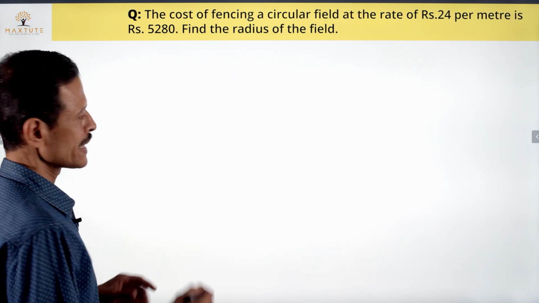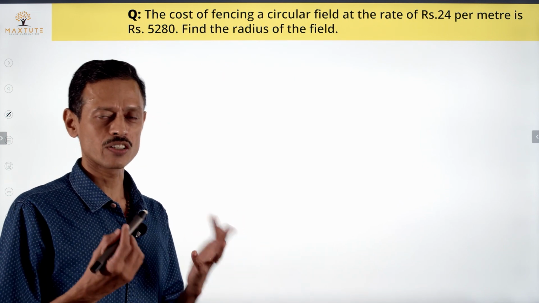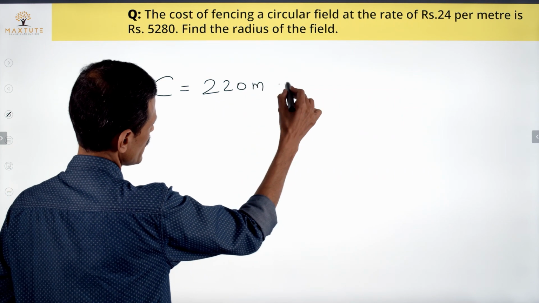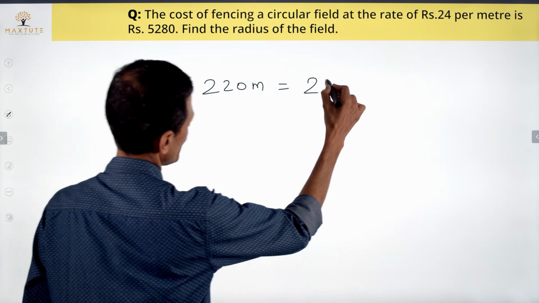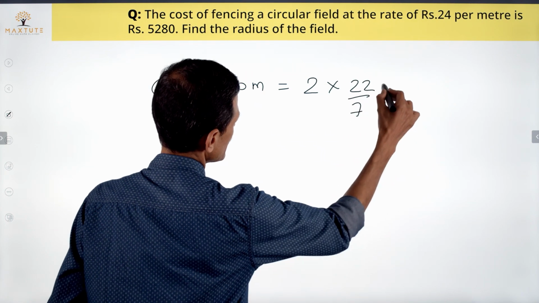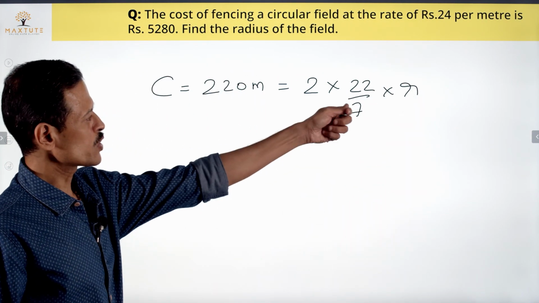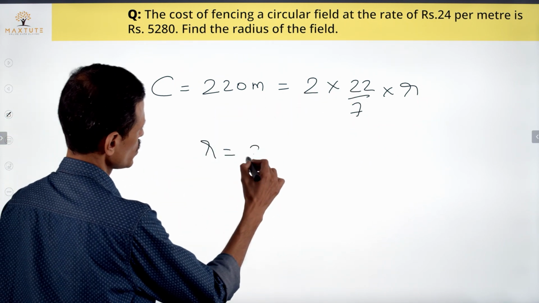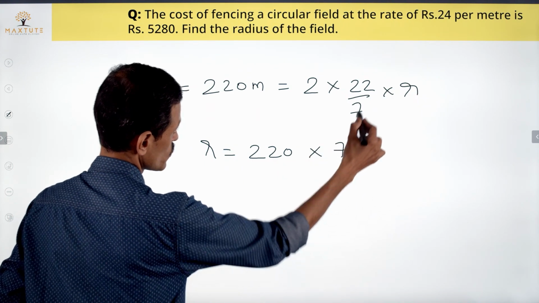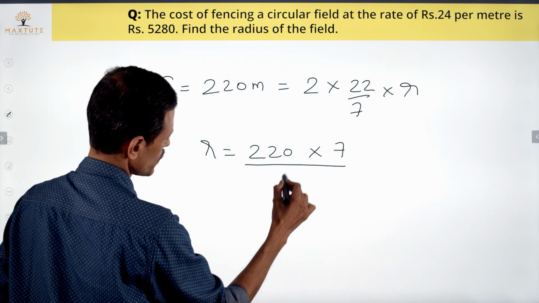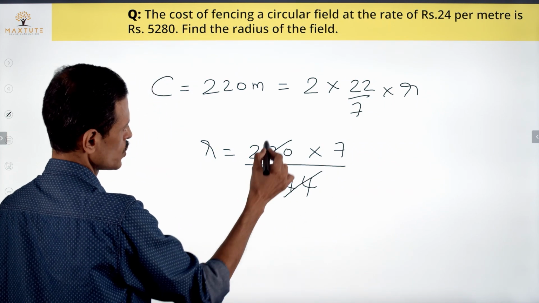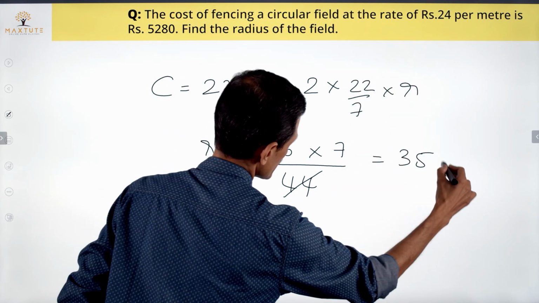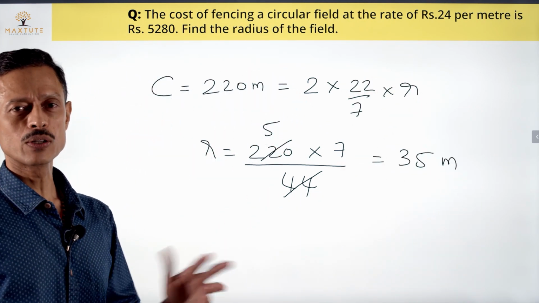We are going to substitute it in the formula for the circumference to find the radius. Circumference is equal to 220 meters. Circumference of a circle is 2 pi r. Take pi to be equal to 22 by 7 and radius is what we are trying to compute. Cross multiply both 7 and the 2 into 22 to find the value of r. So r is equal to 220 times 7, this goes to the numerator, divided by 2 times 22, which is 44. 44 cancels with 220 to leave us with 5 as the answer. 5 times 7 is equal to 35. Unit is meters. So the radius of the field is equal to 35 meters.